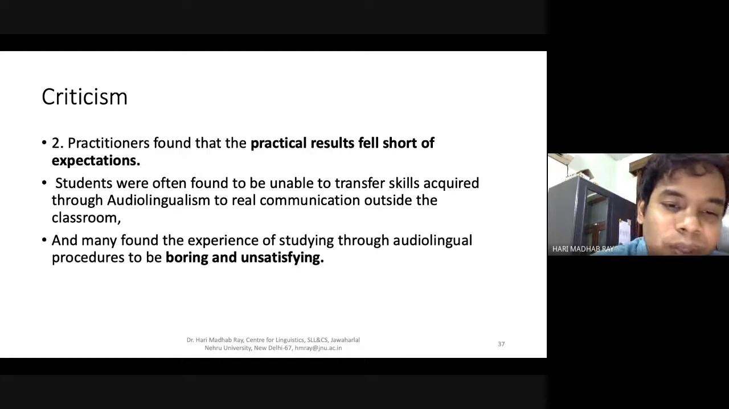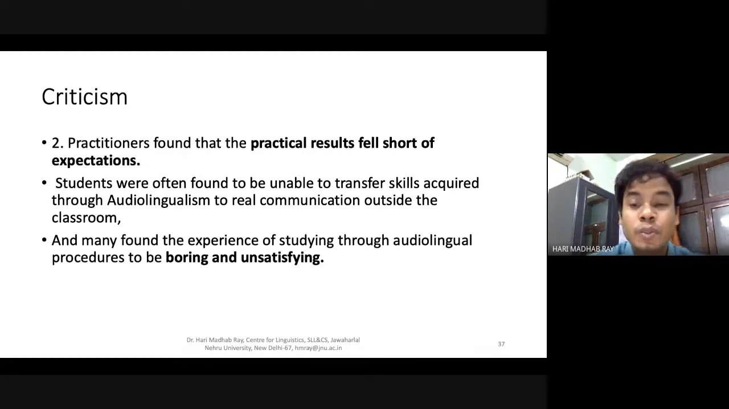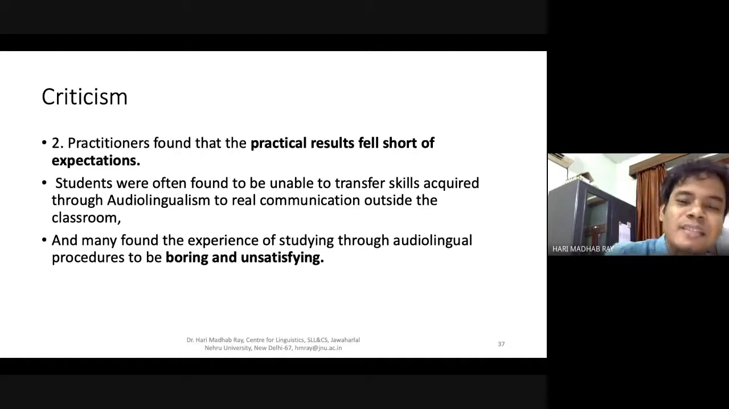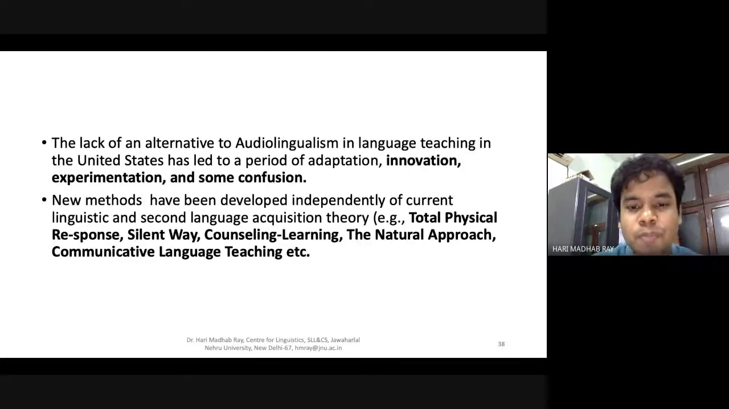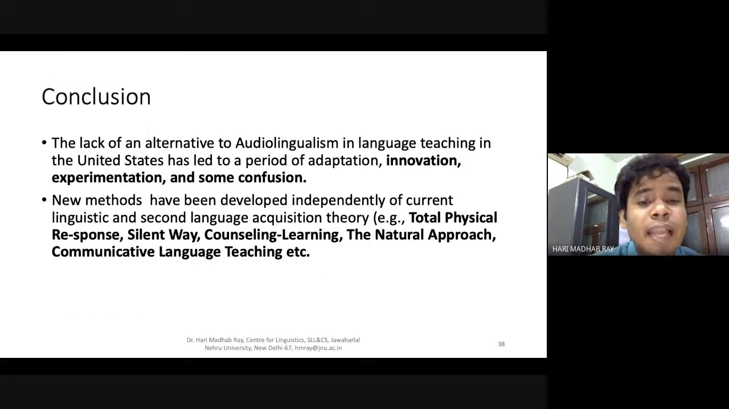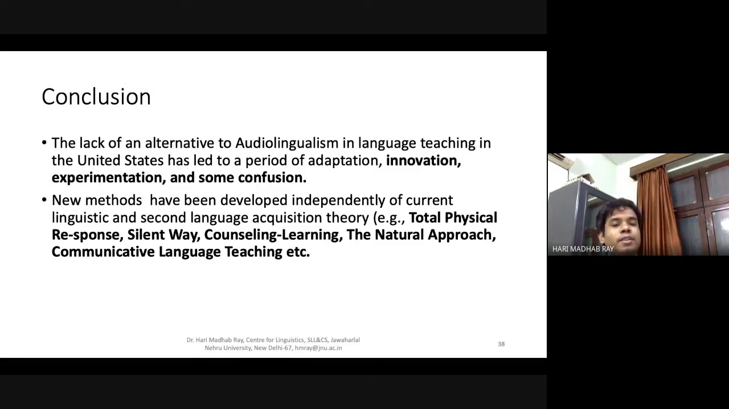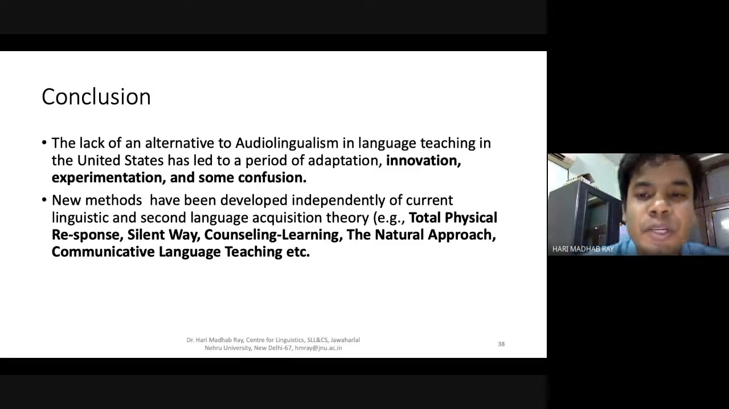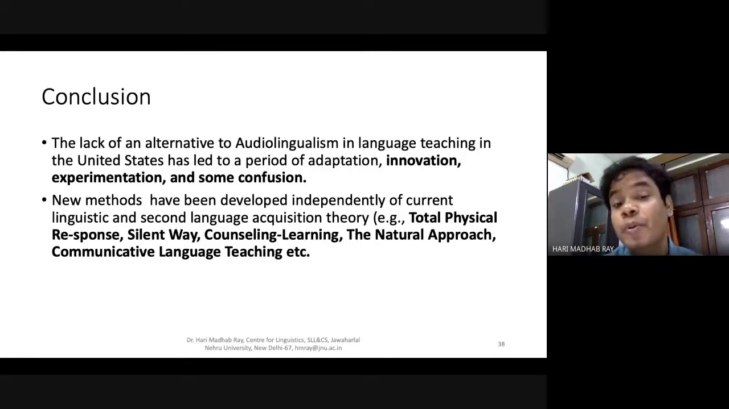And many found the experience of studying through audiolingual processes to be boring and unsatisfying. You're just practicing those pattern drills and all that. So it's very unsatisfying and also boring. So the lack of an alternative to audiolingualism language teaching in the United States has led to a period of adaptation. We had seen that there is a period of adaptation, innovation, experimentation, and some confusion as well.